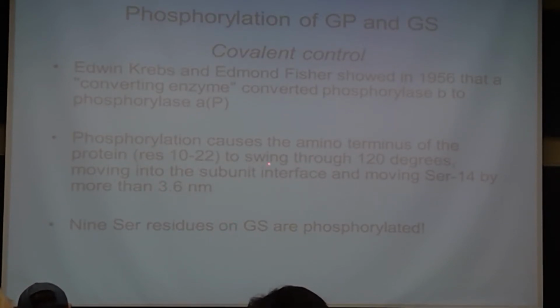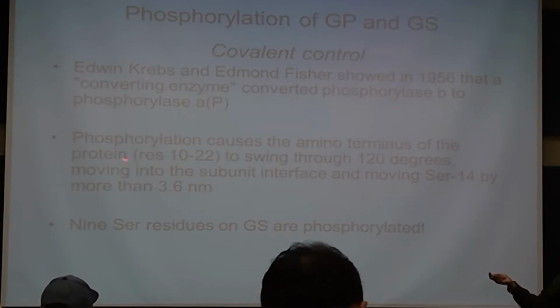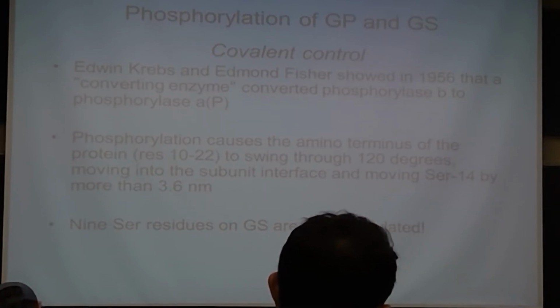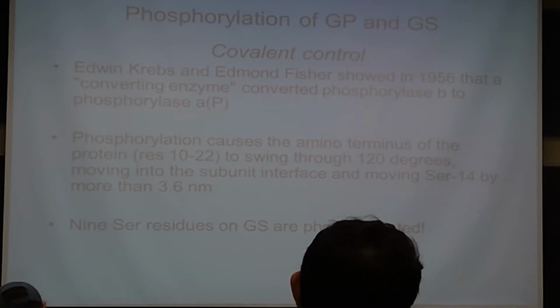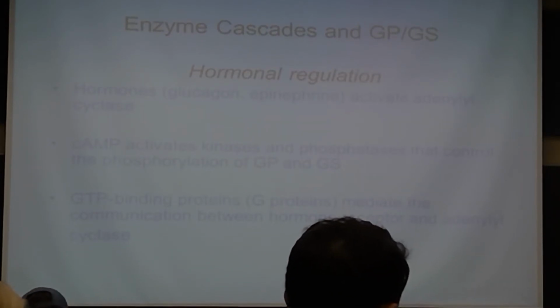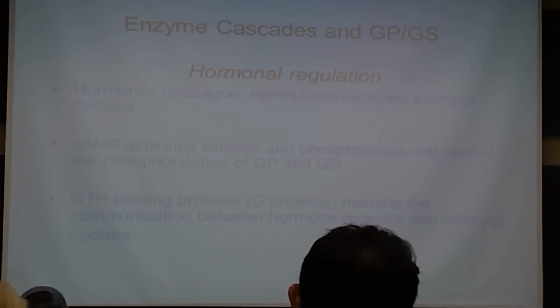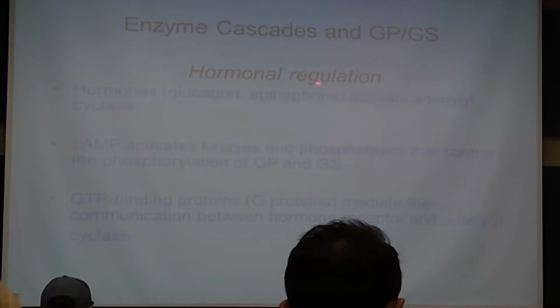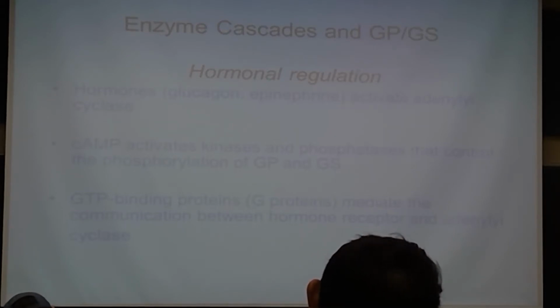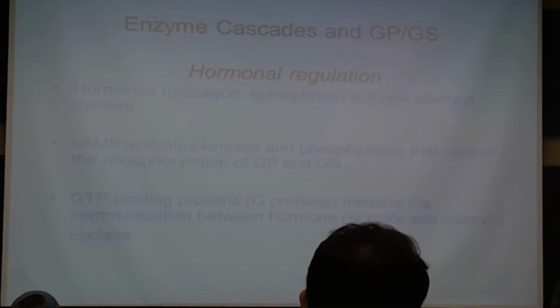Phosphorylation affects the amino terminal of the protein, correct? Basically, what I want to say is that phosphorylation controls the activity. Nine serine residues on glycogen synthase are phosphorylated. That phosphorylation regulates it. Does it make sense? GP, GS, glycogen phosphorylase, glycogen synthase: the hormones glucagon and epinephrine activate adenylyl cyclase. What is adenylyl cyclase? It is critical for making cyclic AMP. Adenylyl cyclase is an enzyme which converts ATP into cyclic AMP.